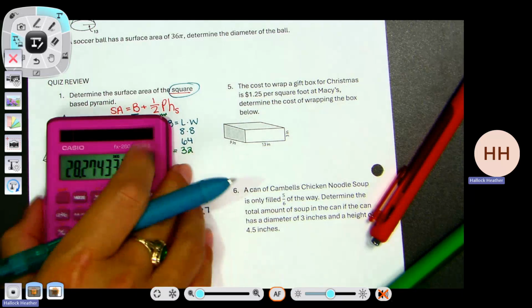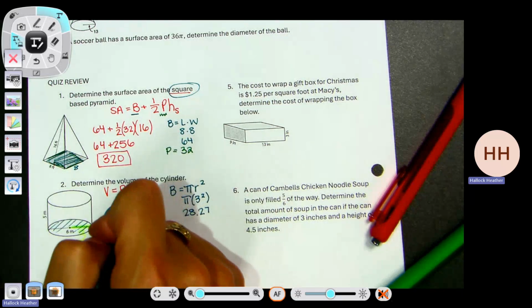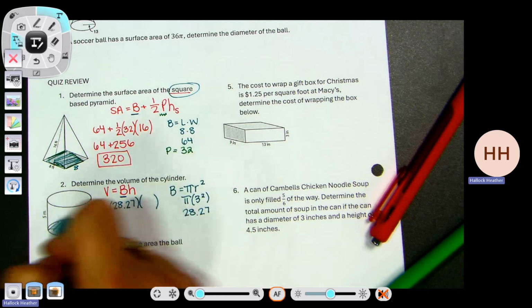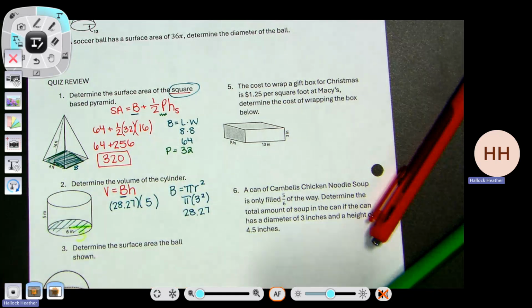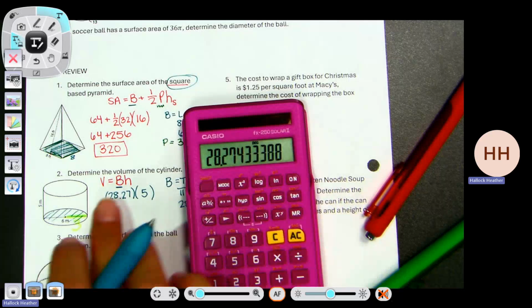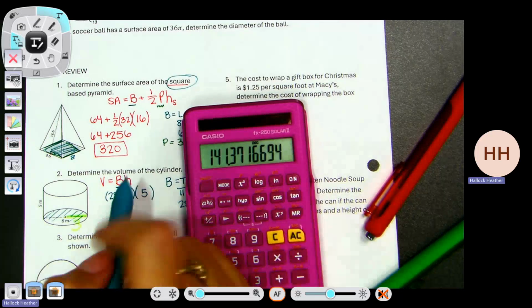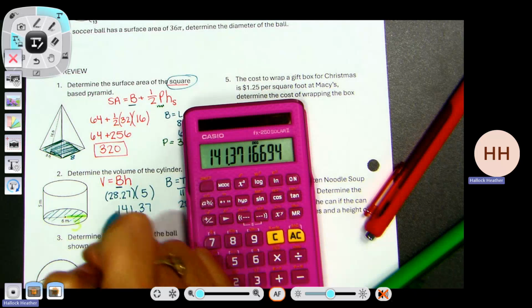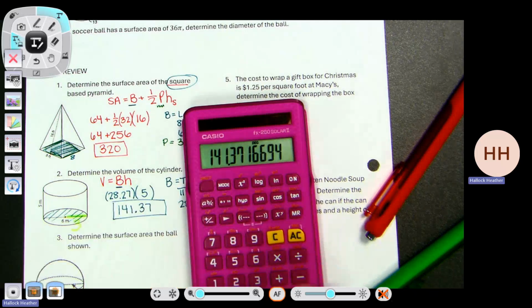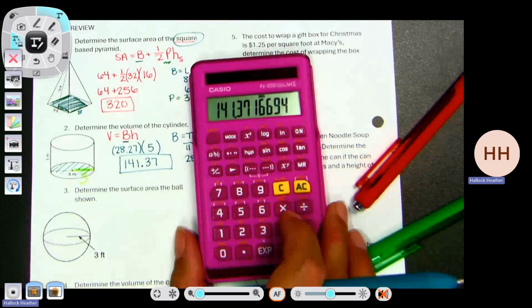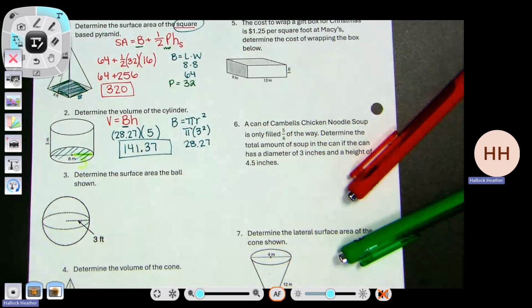If you round to the nearest 10th, technically that is all right as well. And then I'm multiplying by the height, which is 5. Because I have this whole decimal in my calculator, I'm just going to use the whole decimal because it's right here anyways. And I'm going to multiply by 5. So I get 141.37. Once again, if your decimals are slightly off, it's okay. It's not a big deal. It's totally fine. The next shape is a sphere.